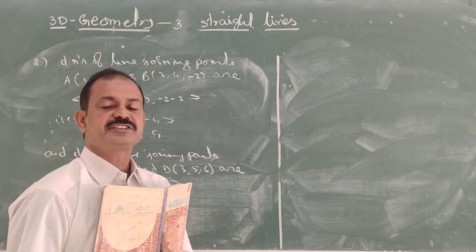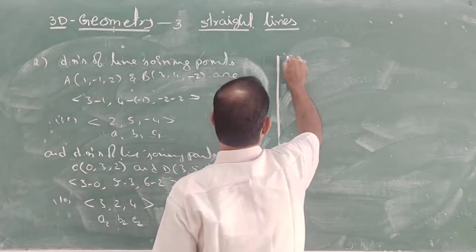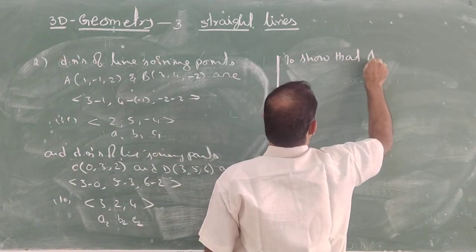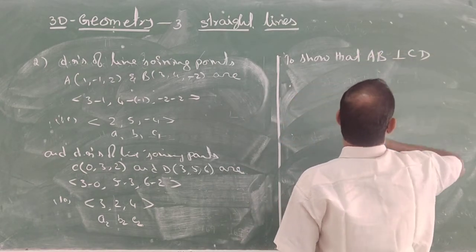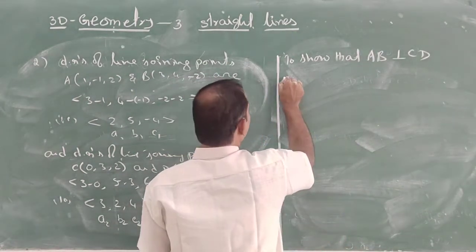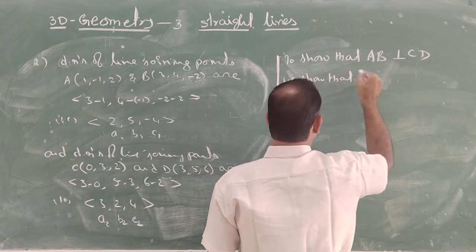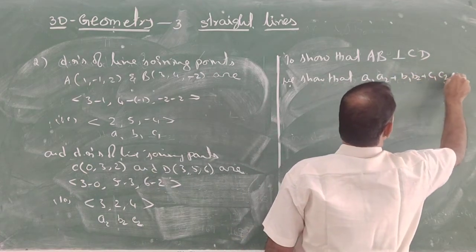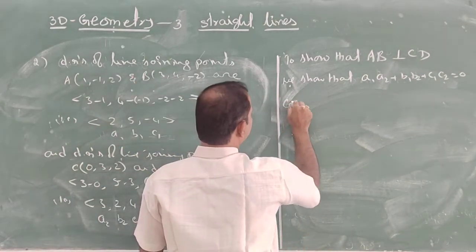Now you know the direction ratios of both the lines. To show that line AB is perpendicular to line CD, we show that a1 a2 plus b1 b2 plus c1 c2 is equal to 0. Consider the LHS.